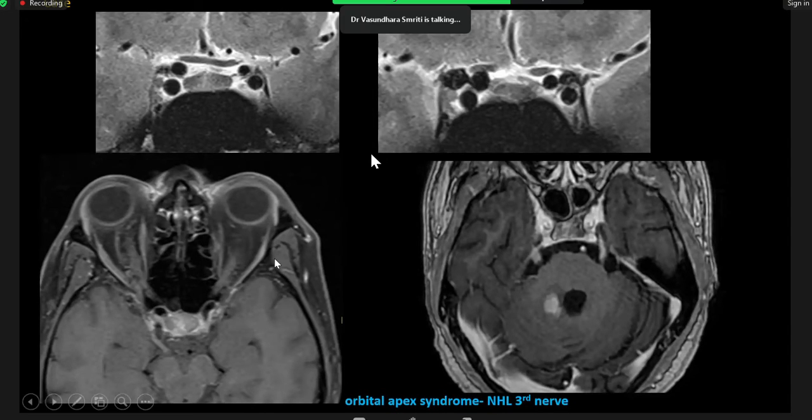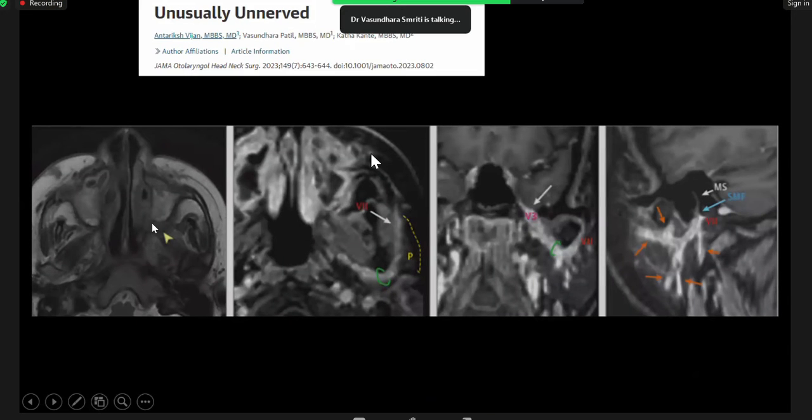Another case was a case of lymphoma with a perineural spread along the third nerve as well as the fifth nerve, and nerve thickening was seen in the cavernous sinus. And finally, this was a very interesting case of a fungal infection involving both the maxillary sinuses with enhancement extending along the buccal branch, along the auriculotemporal, along V3, and in fact all the branches of the facial nerve were involved, and it was extending along the facial nerve also.